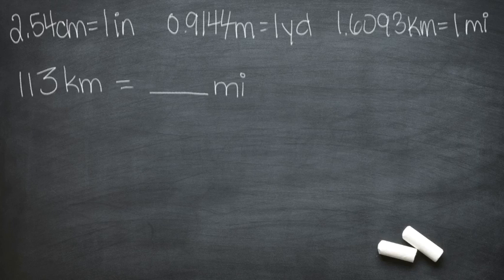So we have our equivalencies at the top there. So we know 2.54 centimeters is the same as 1 inch. 0.9144 meters is about the same as 1 yard, and 1.6093 kilometers is approximately equal to 1 mile.